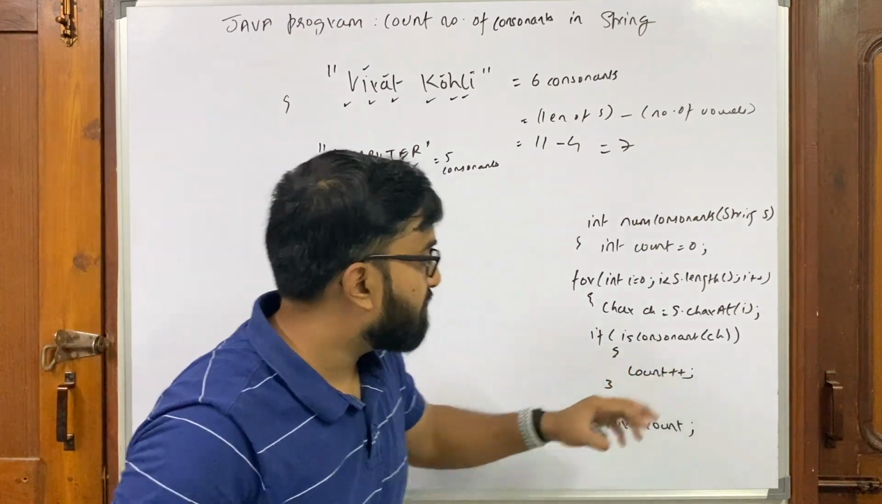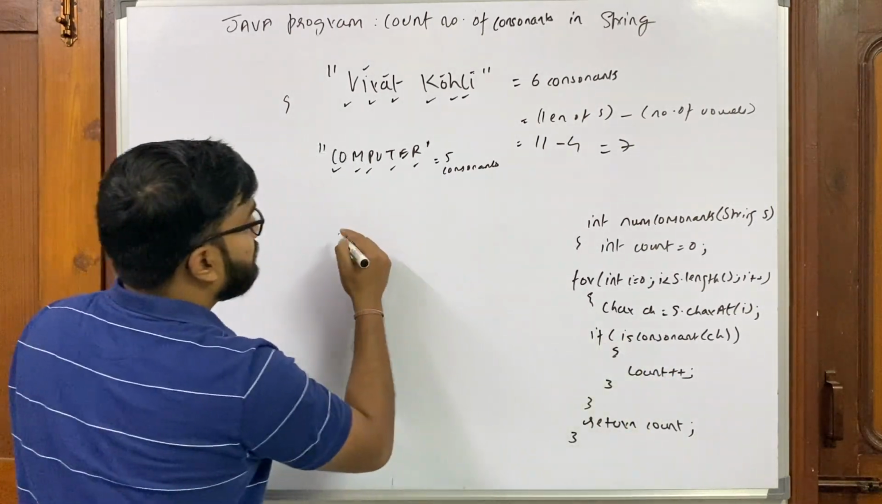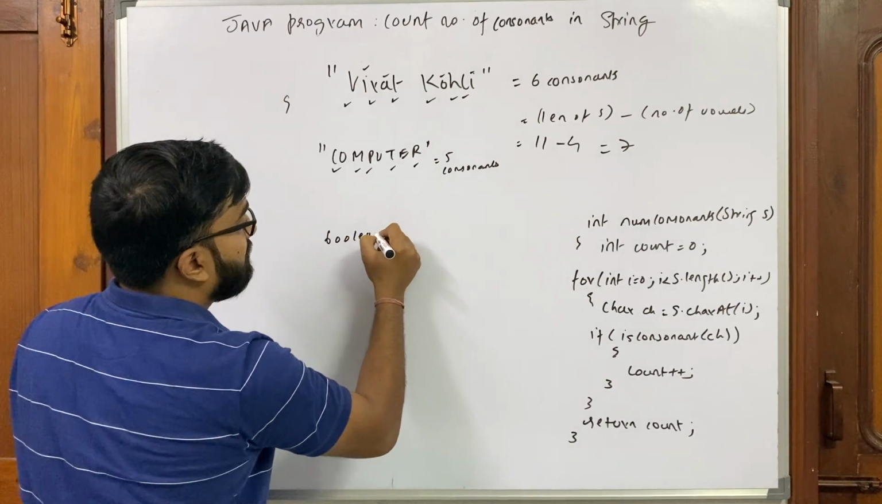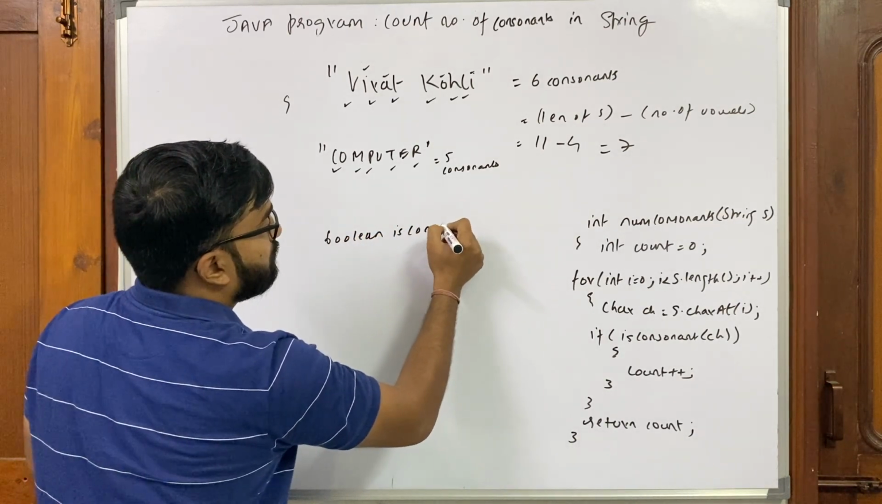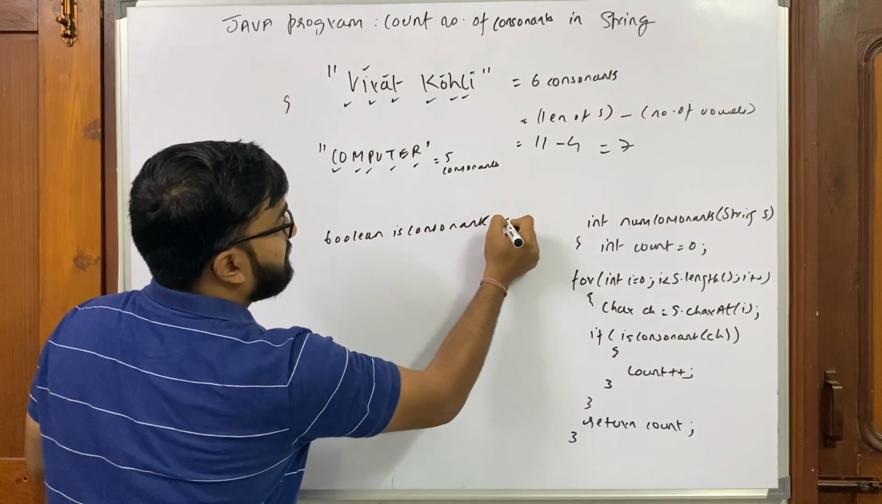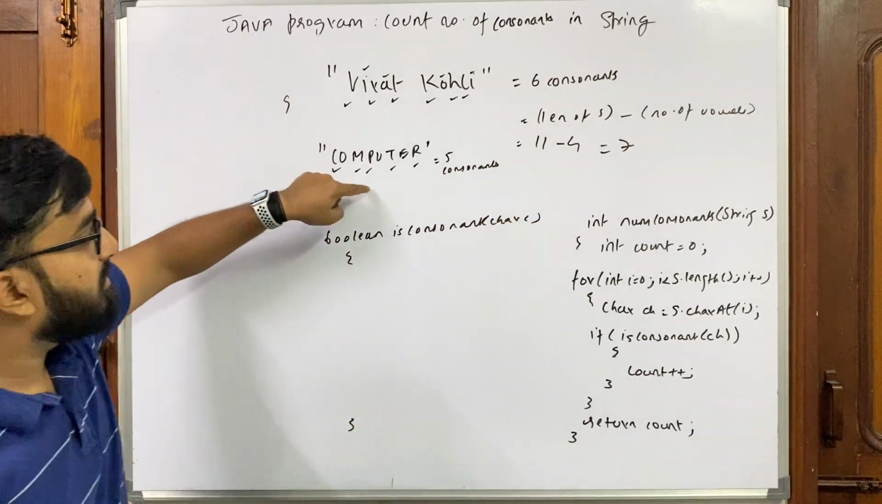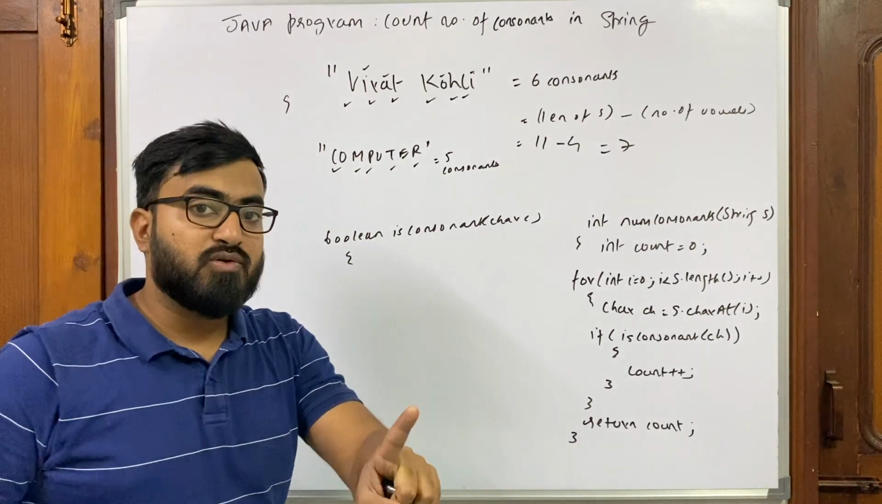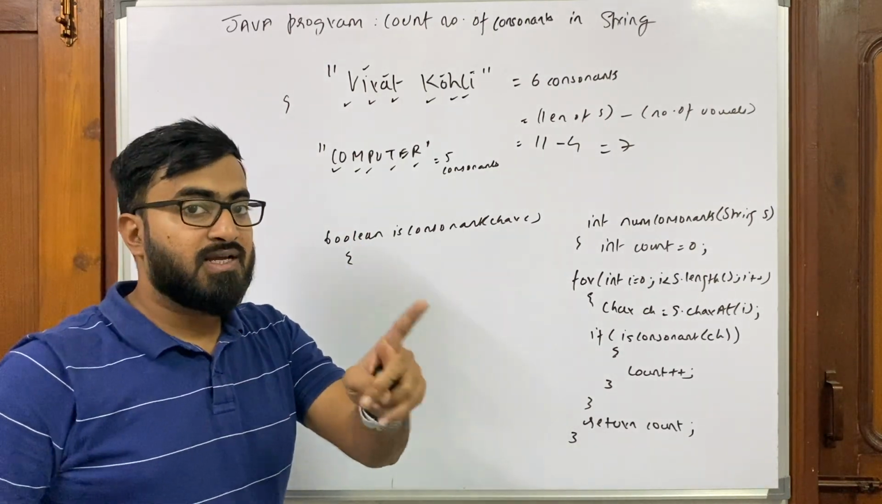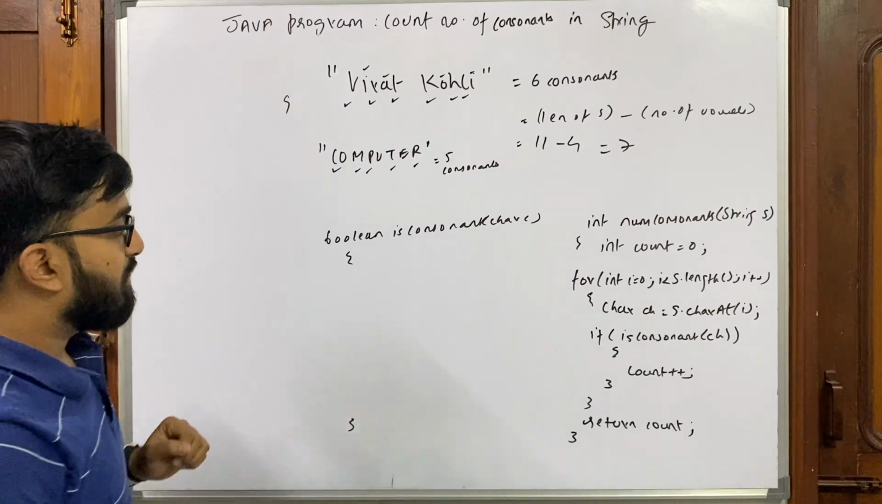Now I have to write this method. The return value for this method is boolean, isConsonant takes a char c. All right. So in these two examples, we saw a consonant is a letter, uppercase or lowercase, that is not a vowel.